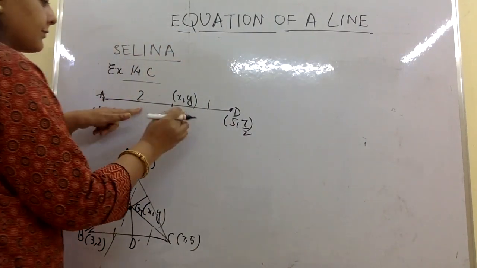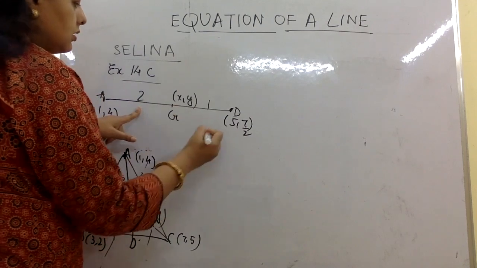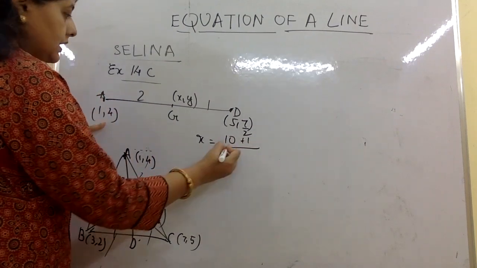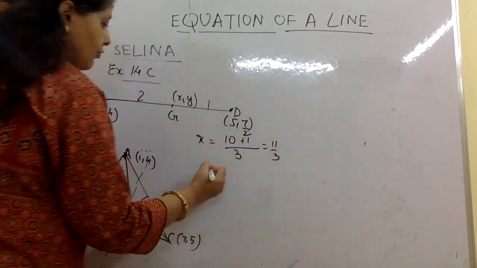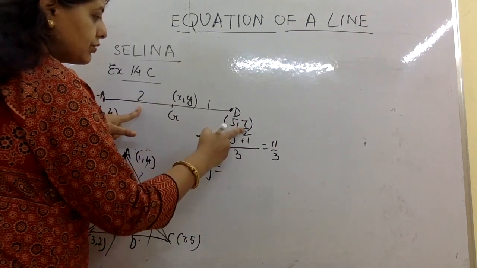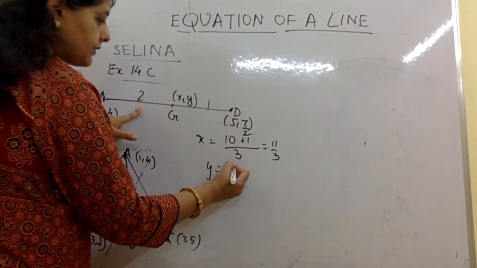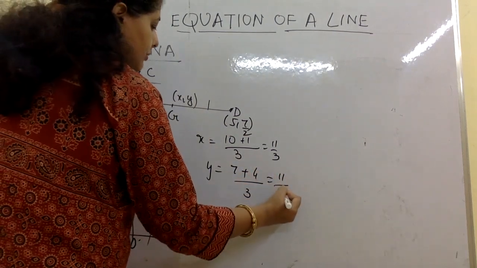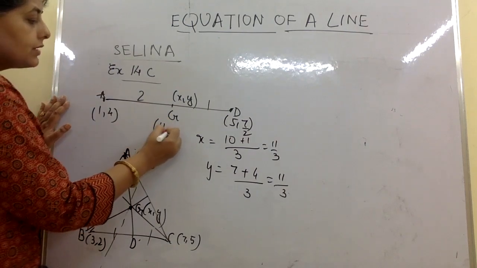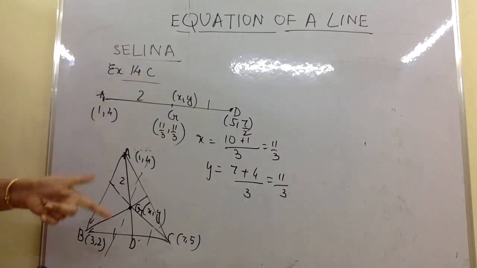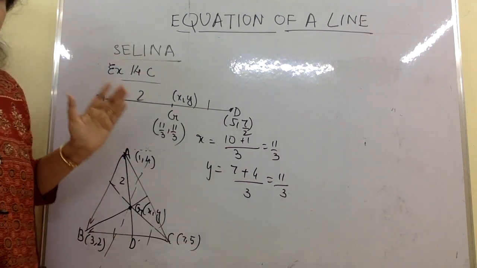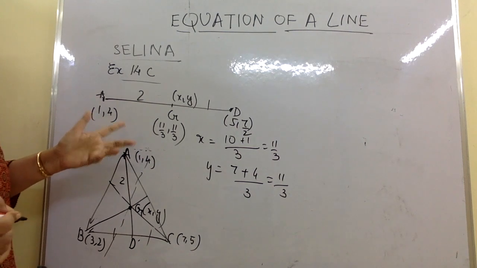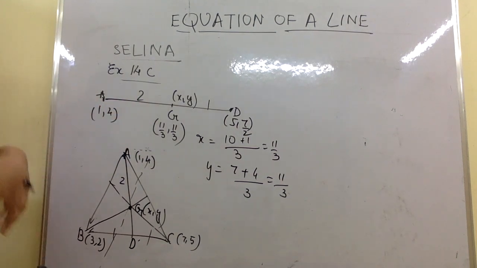So here x is equal to (2 times 5 plus 1 times 1) by 3, which is 11 by 3. Y is equal to 2 into 7 by 2, which is 7, plus 4, by 3, which is again 11 by 3. So G is 11 by 3 comma 11 by 3. We got the first part of the answer, that is, the coordinates of G, the centroid, are 11 by 3 and 11 by 3. Come to the second part of the question.